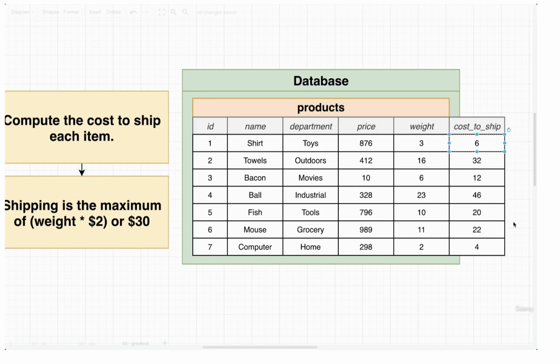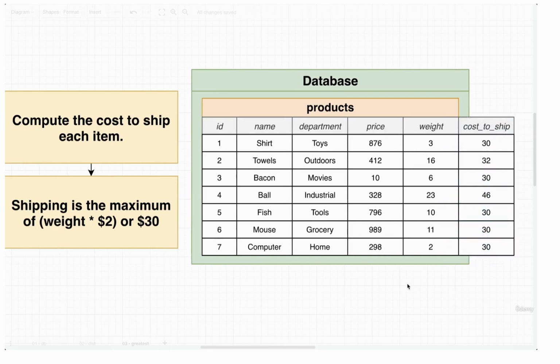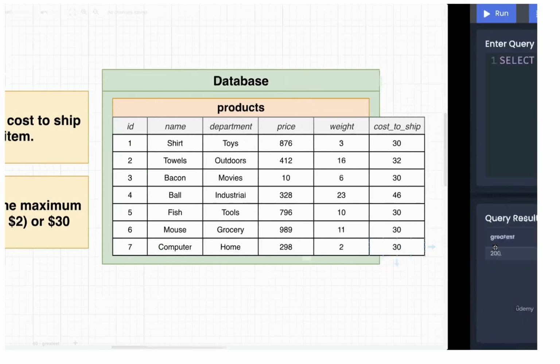So 6 is less than 30, so we go up to 30. 32 is greater than 30, so we're going to stick with 32. We go to 30, 30, 30, and 30. So that would be how we would calculate our cost to ship. Let's try making use of the greatest function to calculate this cost to ship column for us.